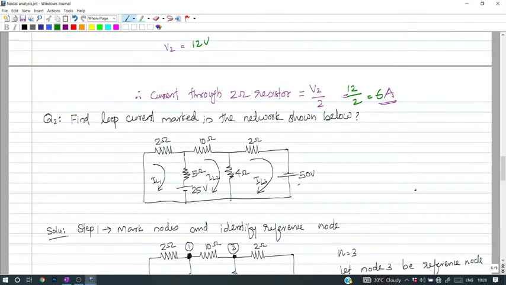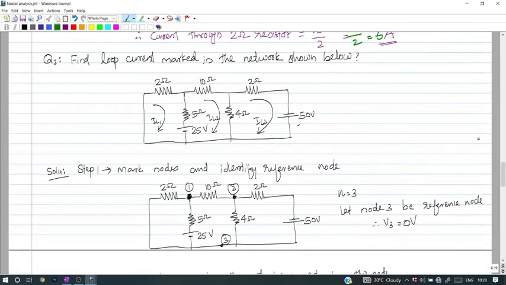So the next problem is to find the loop currents marked in the network shown below. Here we need to find the loop currents IL1, IL2 and IL3. This you can also solve by means of mesh analysis. Let's see how to solve this one by means of nodal analysis.